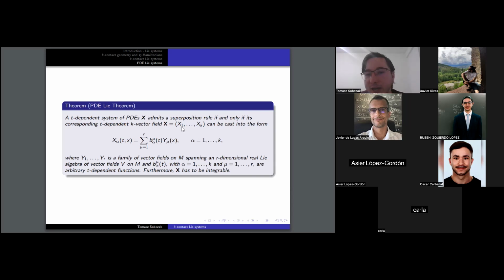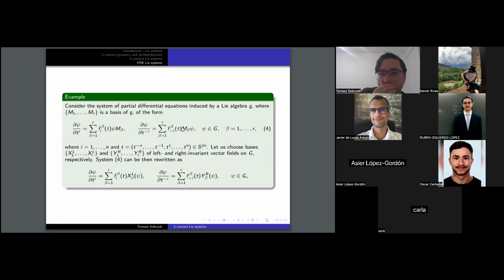So Xi with Xj, where i and j come from 1 to k, the commutator has to be 0. And if this is fulfilled, then we have a PDE. We can say that we are dealing with PDE systems. And as an example, I will just give you a special case of a system of partial differential equations, a particular case of so-called Wess-Zumino-Novikov-Witten systems.